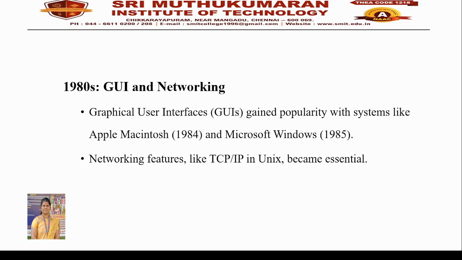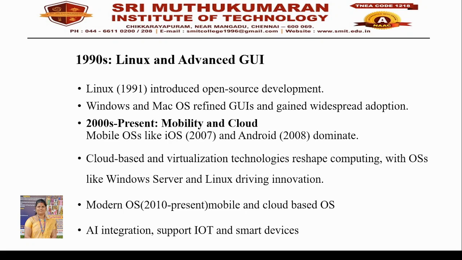1980s is the fourth generation, that is graphical user interface and networking. The graphical user interface gained popularity with systems like Apple Macintosh in 1984 and Microsoft Windows in 1985. Networking features like TCP, Transmission Control Protocol, and Internet Protocol in Unix became essential.